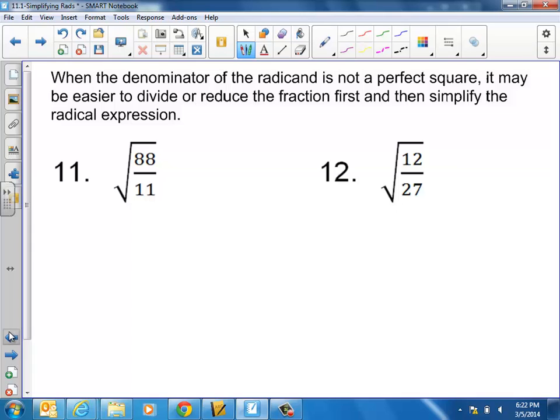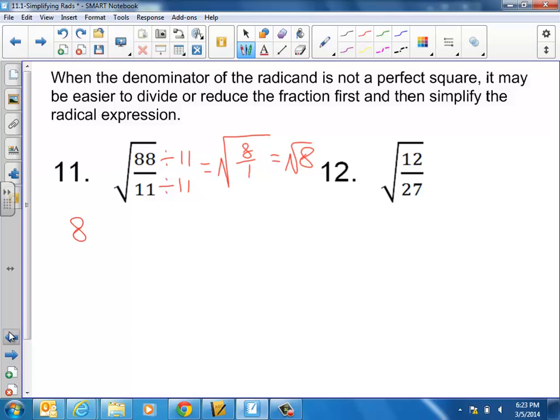Sometimes you need to pay attention to the fraction that you've got inside the radical. Sometimes you're actually going to do yourself a favor to reduce that fraction before you plug into it to make 2 radicals out of it. That is to say, 88 and 11 have a common factor of 11. 11 divides into both of them, right? So this goes to the square root of, instead of the square root of 88 over 11, the square root of 8 over 1, which is just the square root of 8. Well, that's a lot nicer to work with.